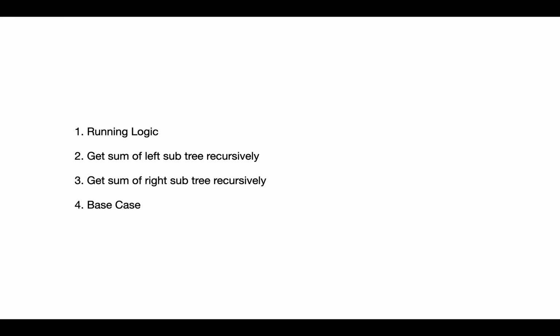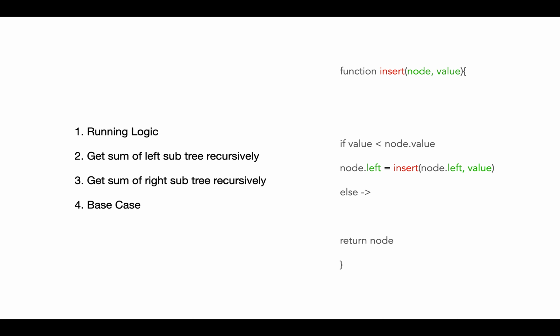Now let's see the pseudocode for our insert function. First we have the running logic. Running logic is just the condition to check whether the new value that we wish to insert in the tree is greater than or equal to, or less than, the current node's value. Now come the recursive calls. If the new node's value is smaller than the current node's value, then let's recurse in left. We need to add it somewhere in the left of the current node, so set it as the left. But if it is greater than or equal to the current node's value, then let's recurse in right.